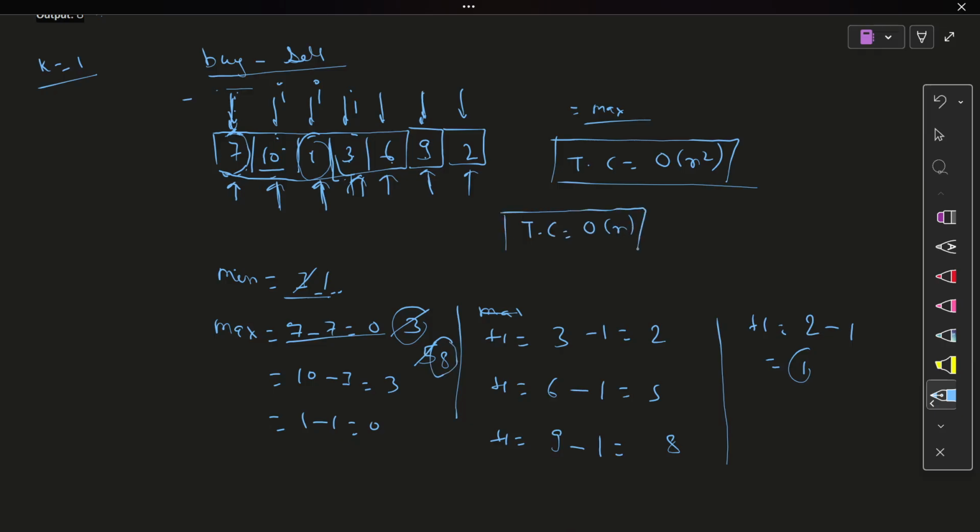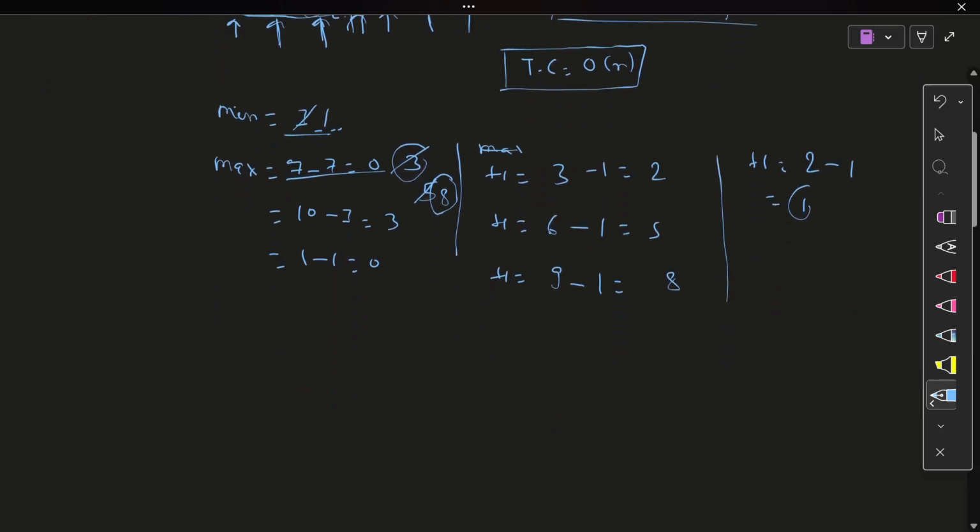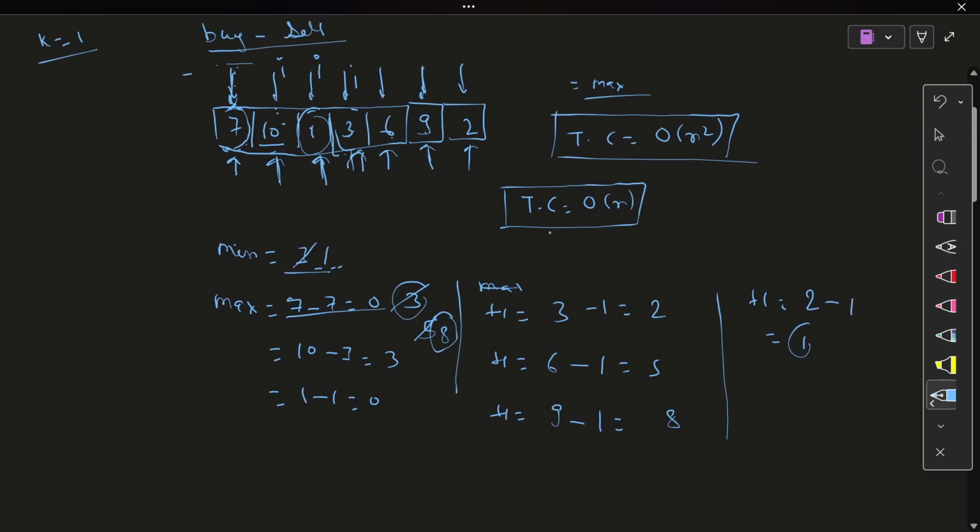This is also a solution. First I will write this solution, but it is only good when the number of transactions is 1. Suppose the number of transactions is 2, then it will not work, because we are checking each and everything from here to here, buy and sell. If one transaction is allowed, it is fine. But for two transactions, you have to find it differently. That is the general case, and I will discuss it for two, three, and four transactions.